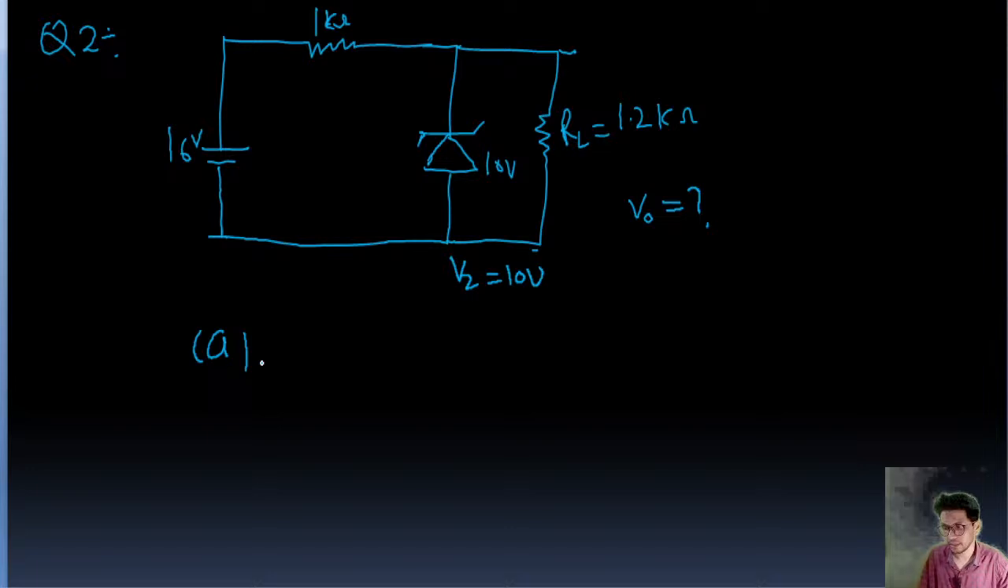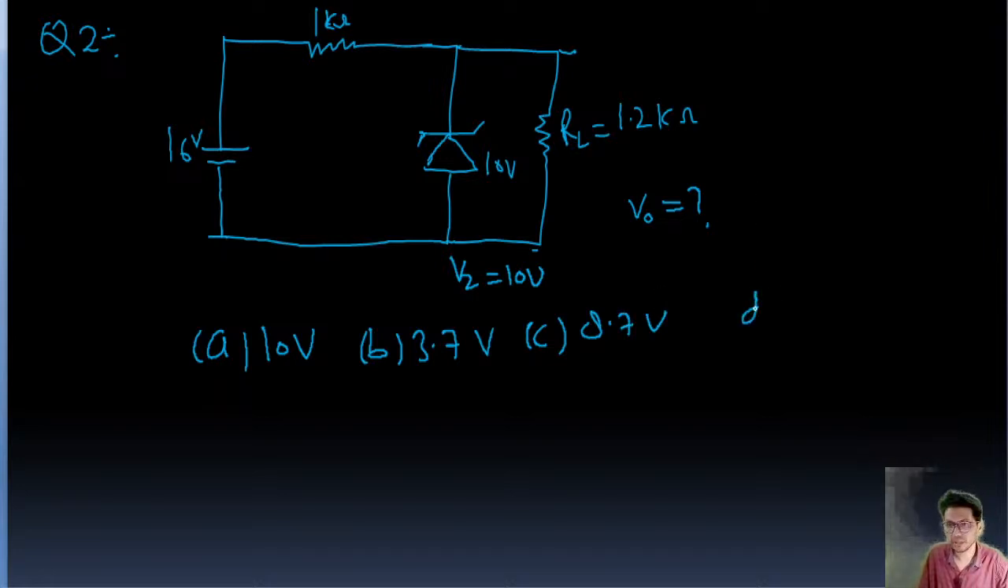Option A is 10 volt. Option B is 3.7 volt. Option C is 8.7 volt, and option D is 9 volt. So this is the question given, guys. We need to solve it.